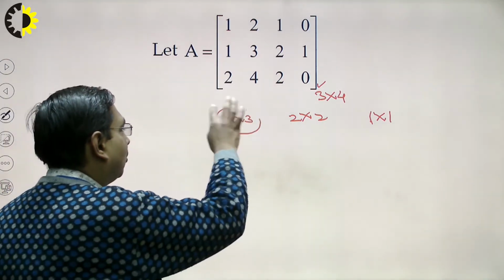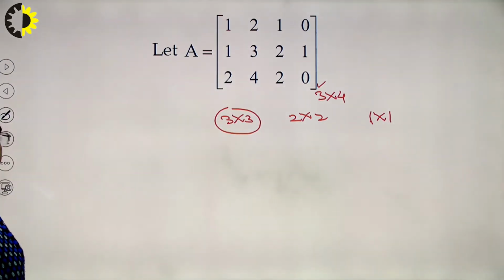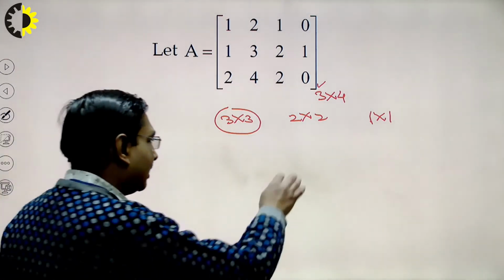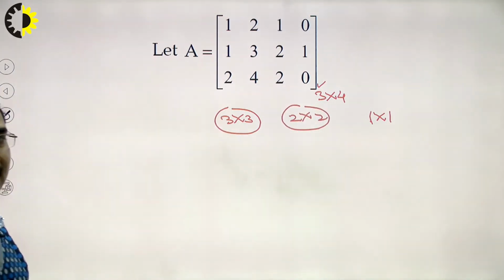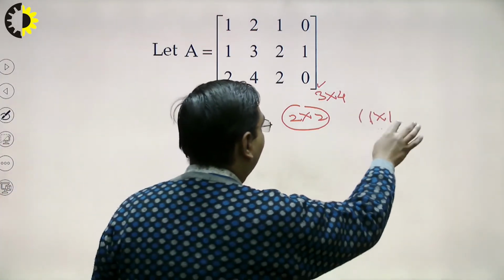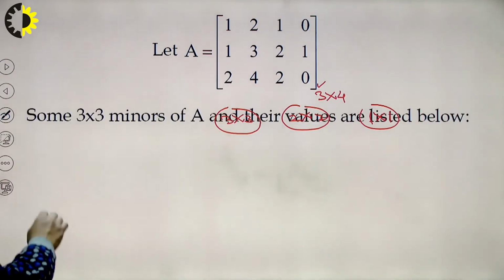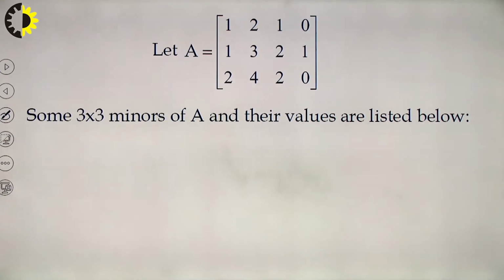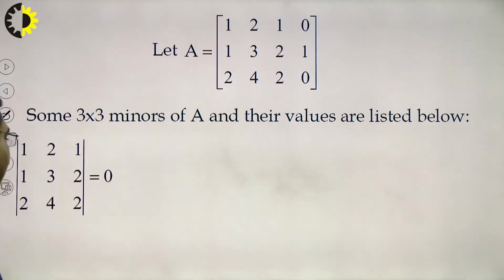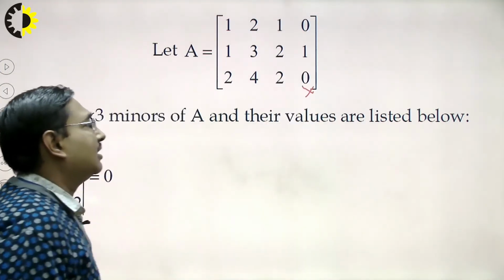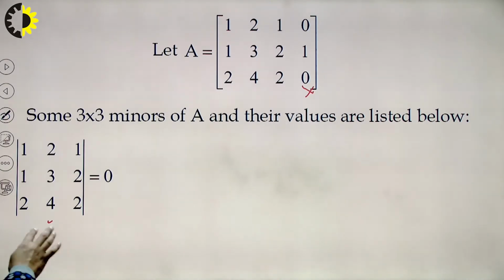We shall first find all minors of order 3 by 3 and calculate their values. Then we will move towards 2 by 2 minors, and if required, then towards 1 by 1 minors. Now the 3 by 3 minors of the given matrix are listed as below. First, I consider this minor, which is obtained by removing the last column from the matrix. This minor will have 0 value because the first row and third row are constant multiples of each other.